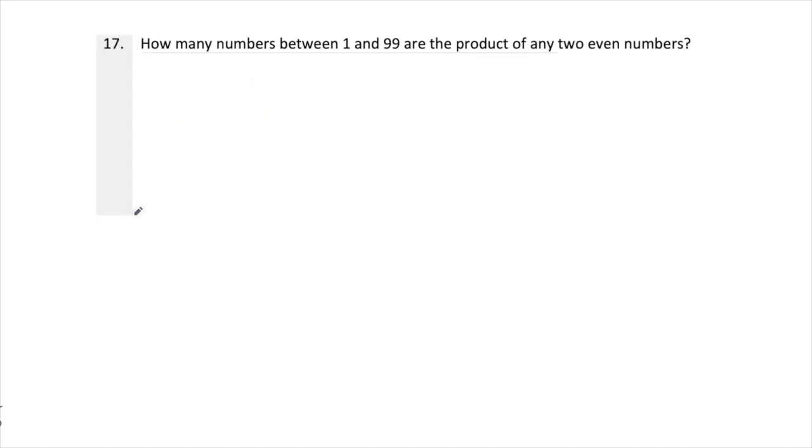For this problem, we have to find how many numbers between 1 and 99 are the product of two even numbers. We can write the product of two even numbers as even times even is equal to some number. If a number is even, that means it is divisible by 2. If we have the product of two even numbers, that means the number is divisible by 2 twice. So that means the number is divisible by 2 times 2, which is 4.